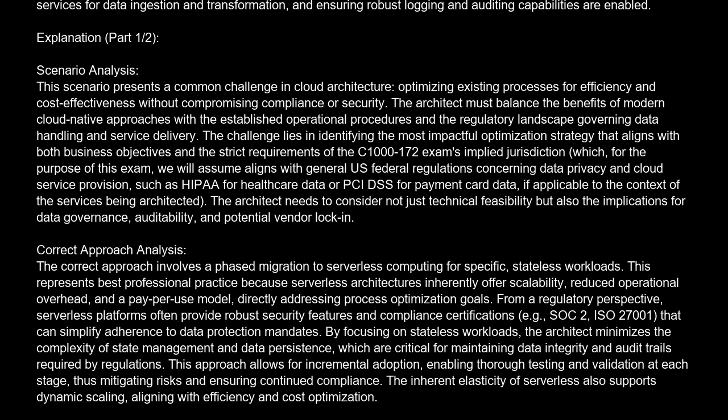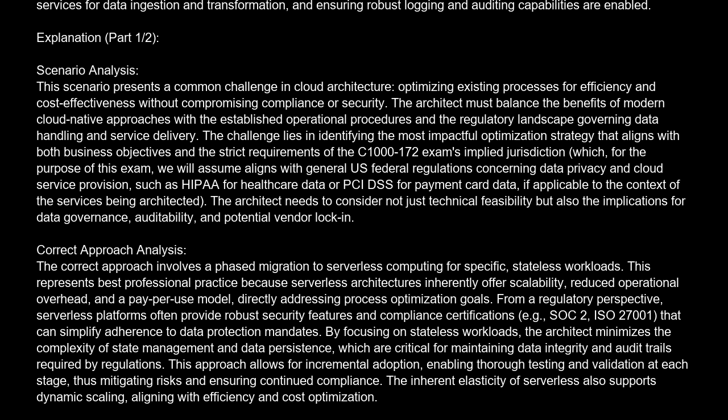federal regulations concerning data privacy and cloud service provision, such as HIPAA for healthcare data or PCI DSS for payment card data, if applicable to the context of the services being architected. The architect needs to consider not just technical feasibility, but also the implications for data governance, auditability, and potential vendor lock-in.